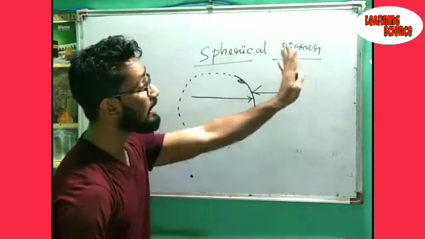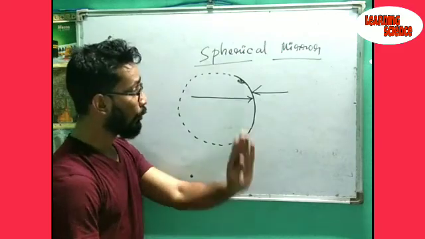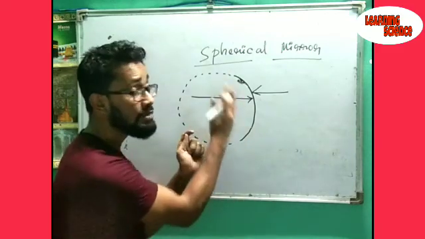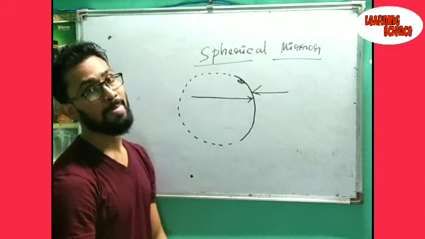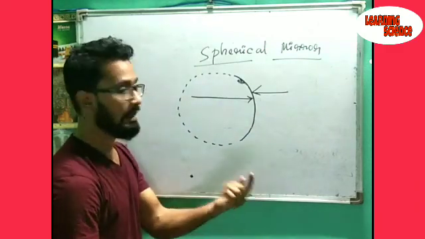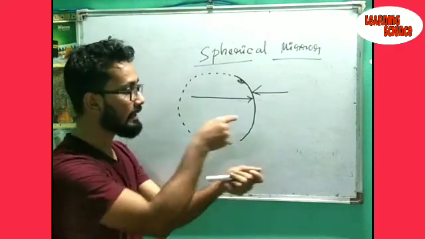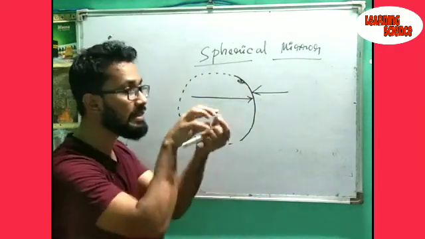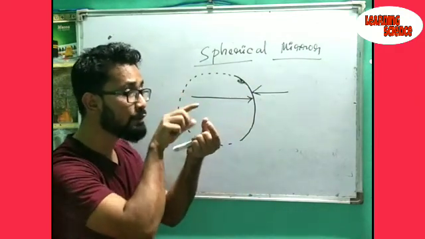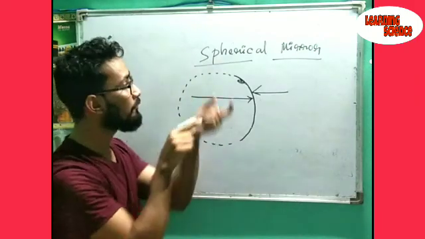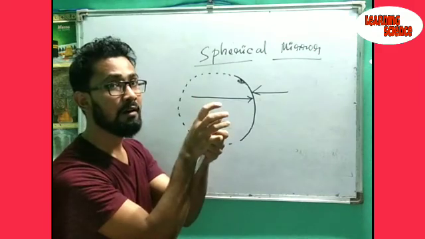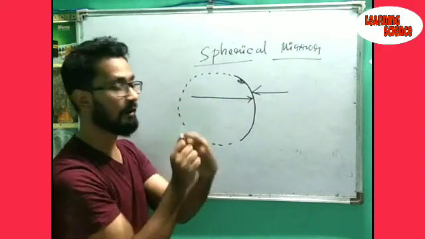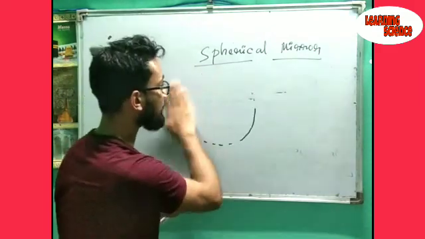That means spherical mirrors are such mirrors whose reflecting surface is a part of a sphere. Clear? If you take a spoon and complete the diagram, you will see that the spoon is a part of a sphere. So spherical mirrors are such mirrors which look like a part of a sphere. Clear? Hope it's clear.